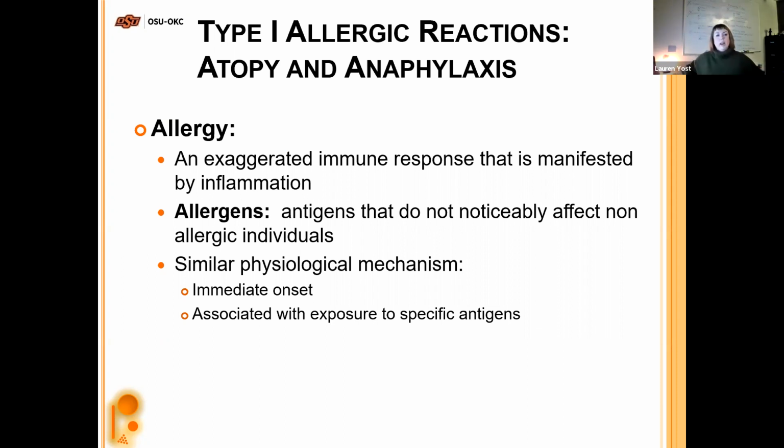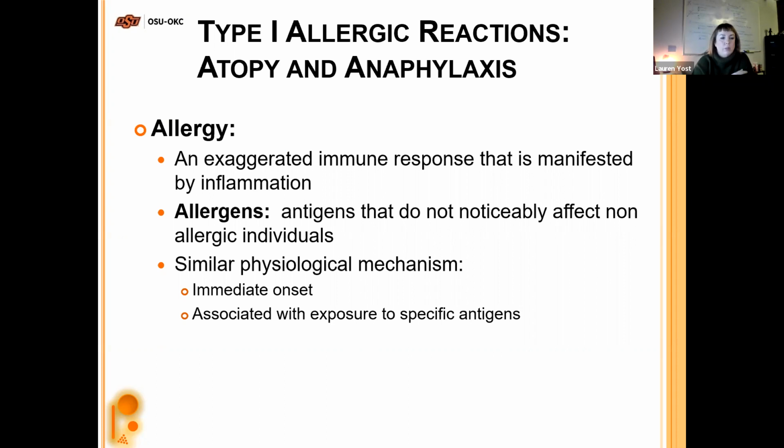Type 1 allergic reactions. We have atopy and anaphylaxis. So I do want you guys to know the difference between those two. An allergy is anything where you have an exaggerated immune response that is manifested by inflammation to usually something that you shouldn't be having an immune response to, at least not that strongly. Allergens include antigens that do not noticeably affect non-allergic individuals. So that's another way you can compare it. Okay, so like the majority of the population doesn't react to it, and you are, then we call it an allergen.